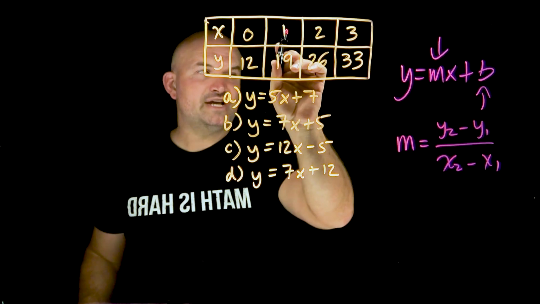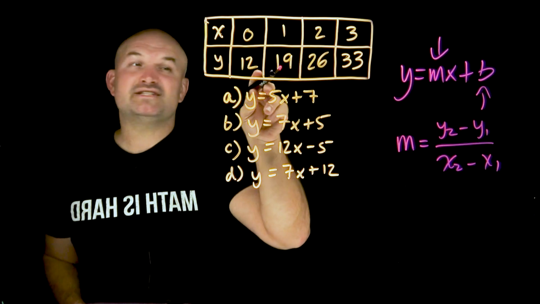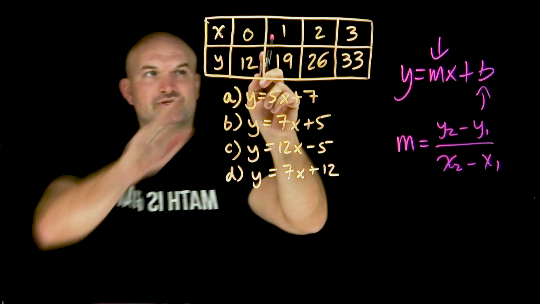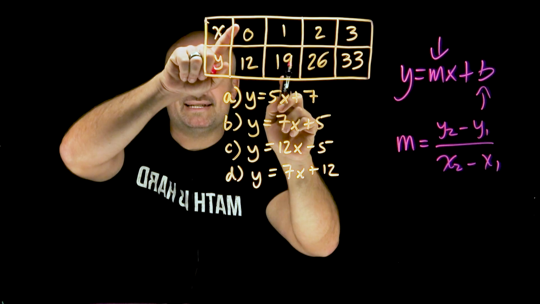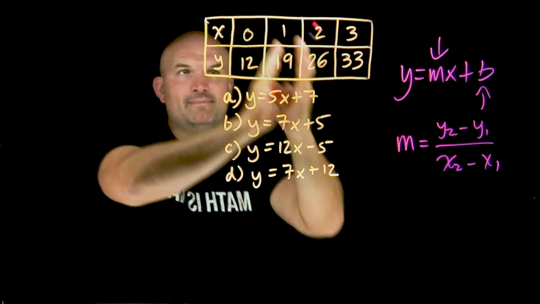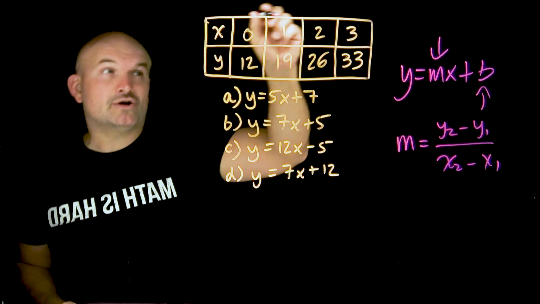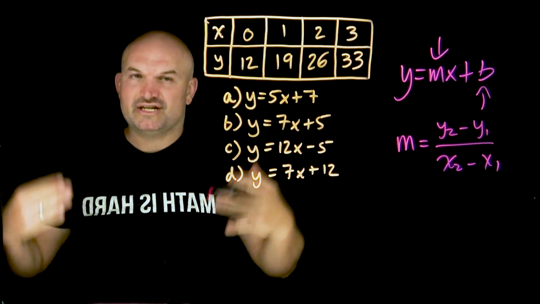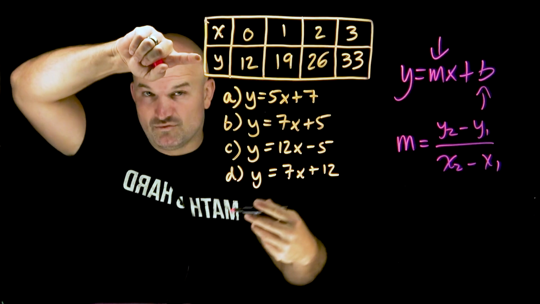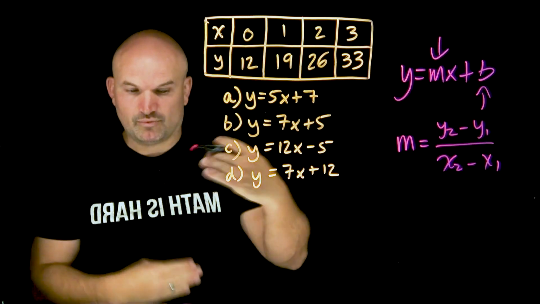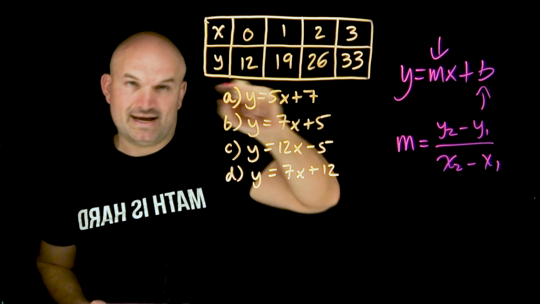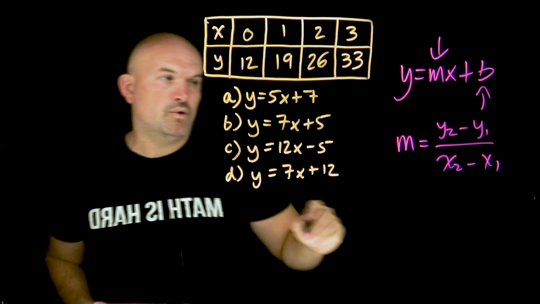So the change in x values is going to be 1, 0. That means the change in the y values is going to be 19, 12. So don't go 1, 0 and then do 12 minus 19. No, you've got to go in the same direction: 1 minus 0, 19 minus 12. You could go in the other direction. Technically, you could go 0 minus 1, 12 minus 19. Just be consistent. So you're going to do change in y over the change in x, right? Slope, rise over the run.